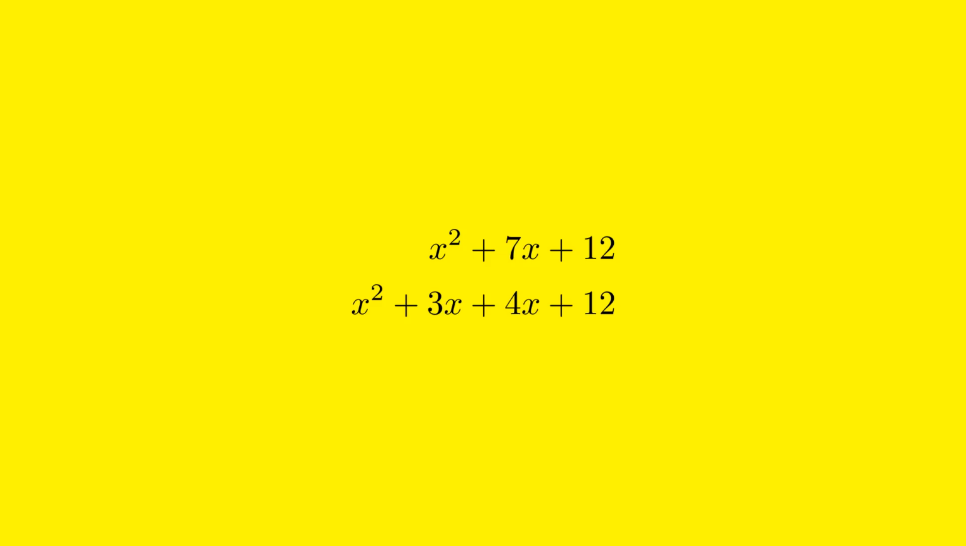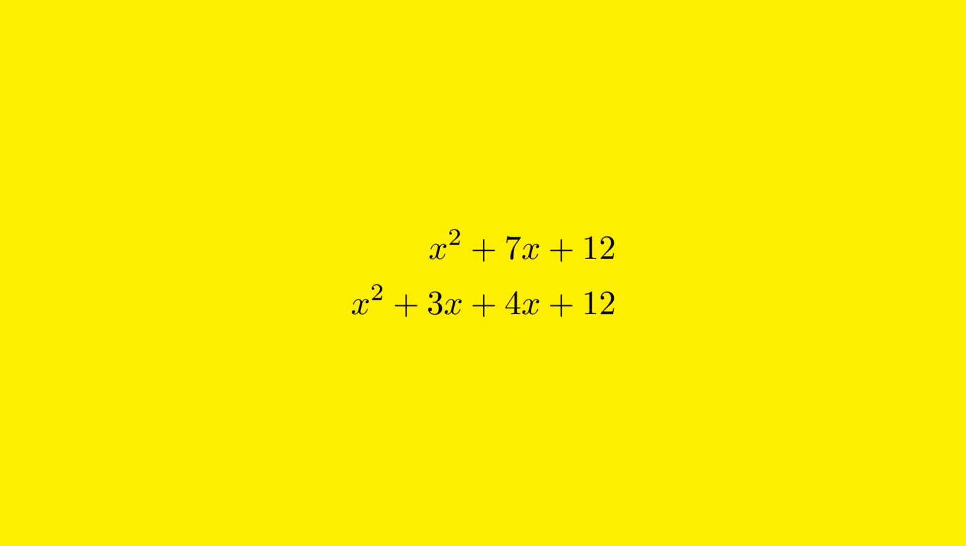Step 1. First, we need to identify two numbers that add up to 7 and multiply to 12. These numbers will help us rewrite the middle term of the quadratic equation. To find these numbers, we look for pairs of factors of 12. The pairs are 1 and 12, 2 and 6, 3 and 4. The pair that adds up to 7 is 3 and 4.